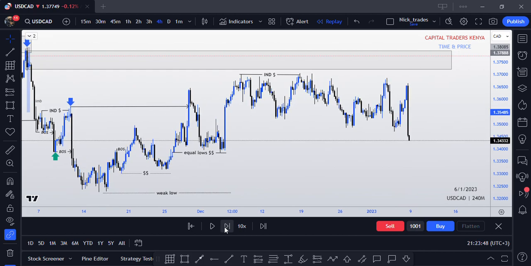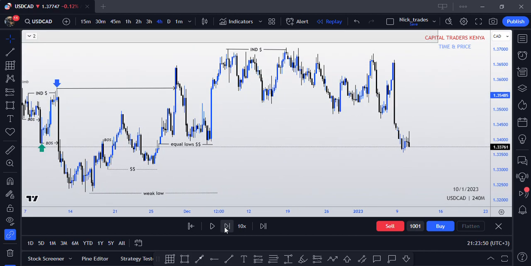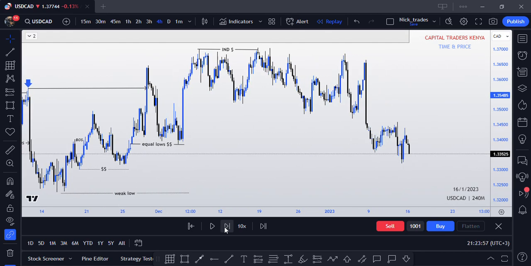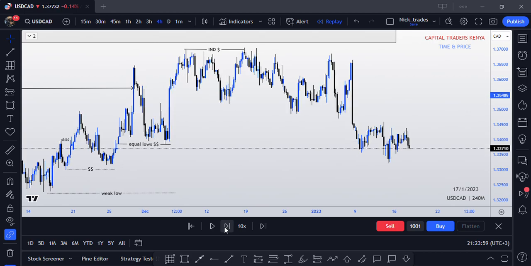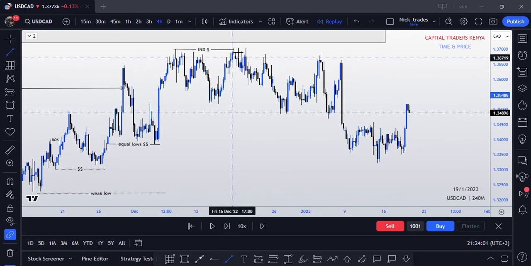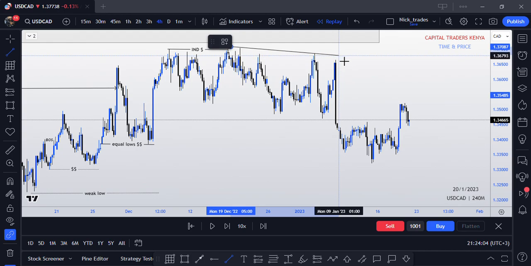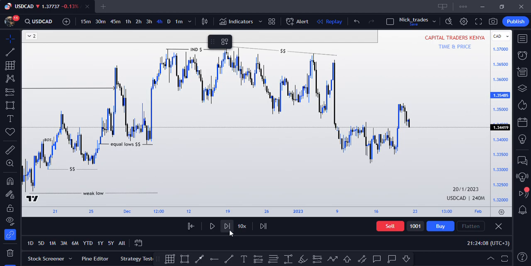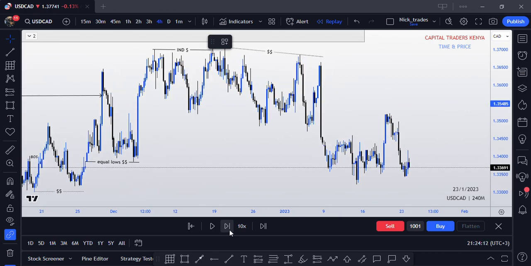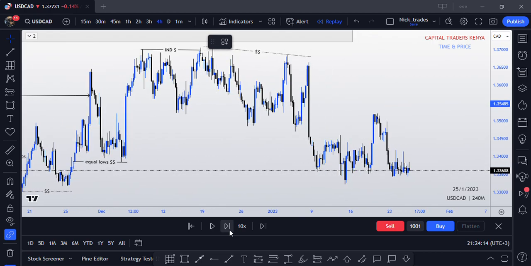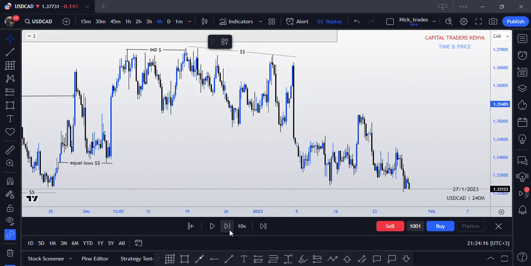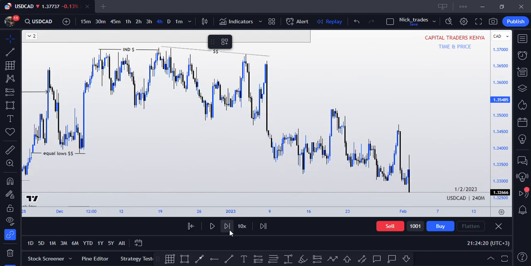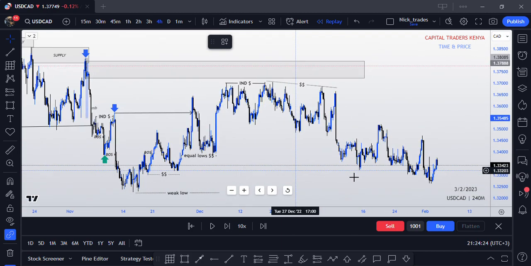January. Prices in a range. Then we get moved to the downside. Sales now holding. Look at this. A lot of trailing liquidity at these levels. Let's look at what happened. January. We expect the weak low to be taken out. We have not got our sell setup, but we knew prices are going to be in a sell, and our weak low is almost being taken out.